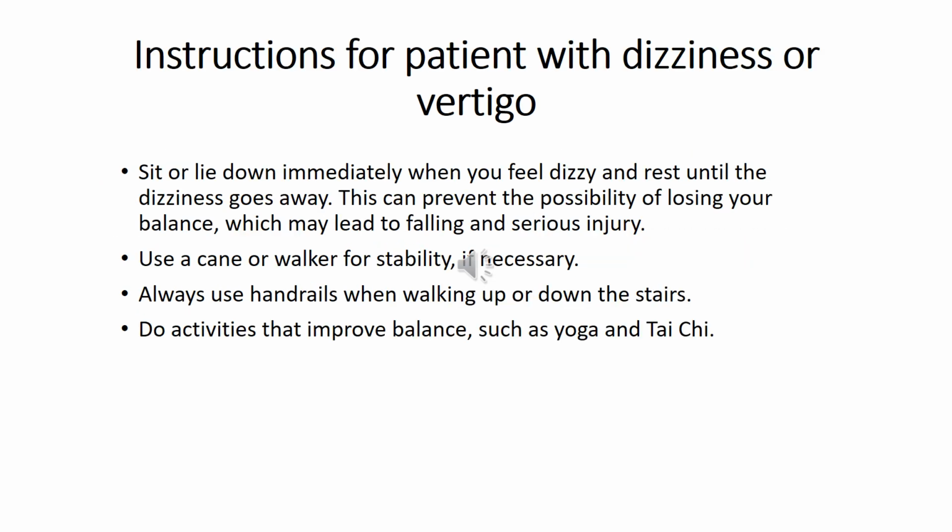Instructions for patients who are experiencing dizziness or vertigo can be as follows. You want to instruct them to sit or lie down immediately when they feel dizzy and rest until the dizziness goes away. Doing this can help prevent the possibility of losing their balance, which can lead to a fall and a more serious injury. You may also want to instruct the patient to use a cane or walker for gait stability if necessary. Also, use the handrails when walking up or down the stairs, and they may even want to try activities that improve balance, such as yoga and Tai Chi.